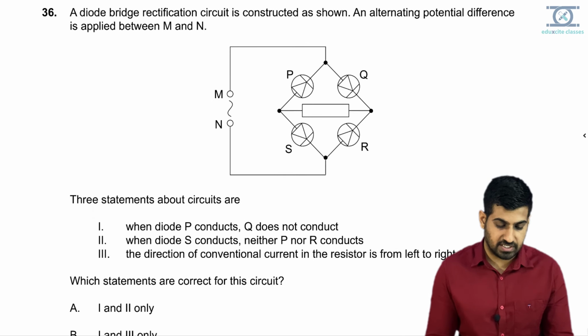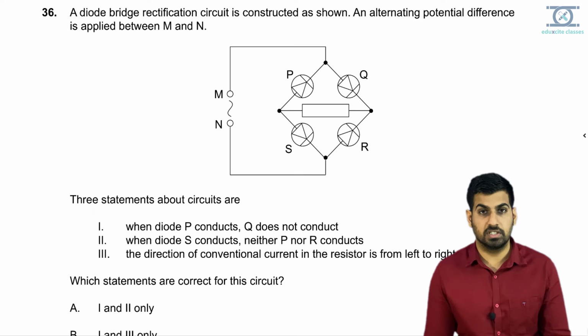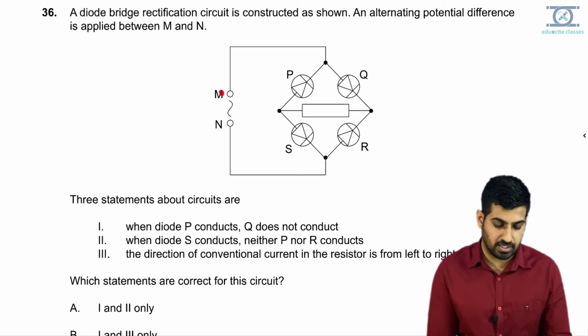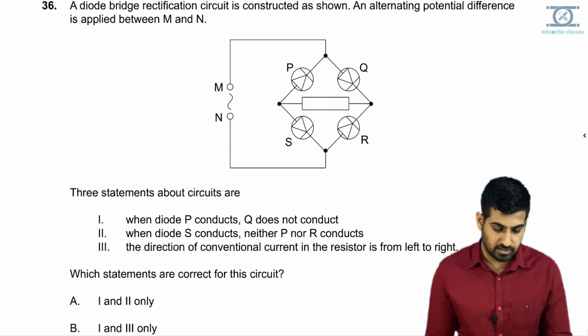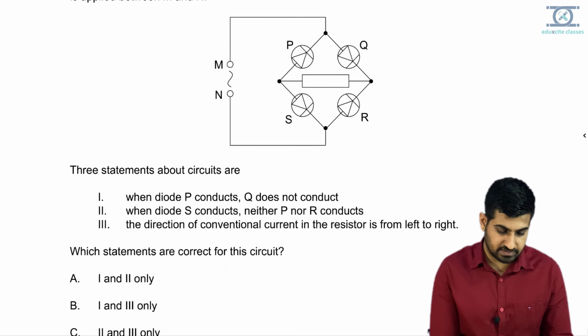Now the bridge rectification question is given here, and an alternating potential difference is applied between M and N. Which of the statements about the circuit are correct? So when P conducts, let us say we start with this end positive and this end negative.